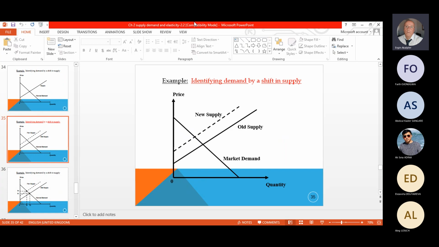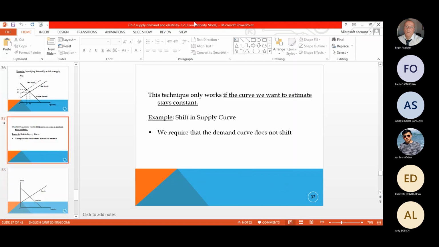The old supply and new supply depend on the price changes, as given here. The price going up to P2, as you see, the quantity demanded is reduced for the consumers. And this technique only works if the curve we want to estimate stays constant. Example, shift in supply curve, we require that the demand curve does not shift.